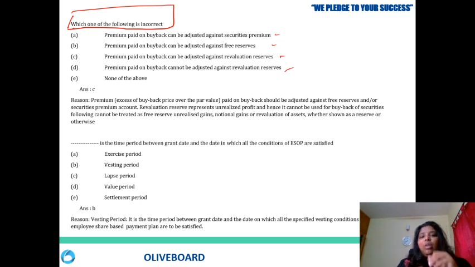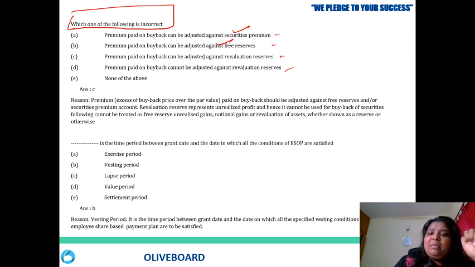All right. So now what happens here? Now they are asking which one is incorrect. Now I know that it cannot be adjusted against revaluation reserve. So that should be the answer, because if the option says that I can adjust against revaluation reserve, then that is incorrect, right? So now my question is, which is incorrect? So let me read. Premium paid on buyback can be adjusted against securities premium. It is right. Premium paid on buyback can be adjusted against free reserve. Right.